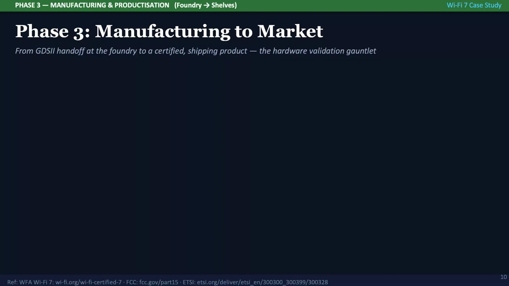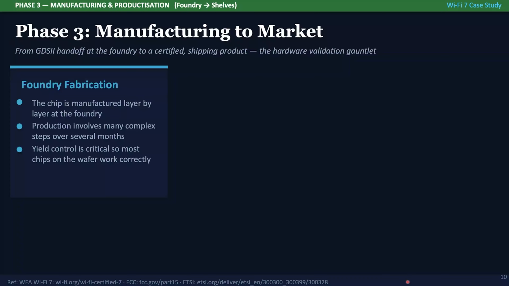In the third phase, it begins when the design leaves the digital world and enters the manufacturing world. Once the GDS2 database is released to the foundry, the focus shifts from design completion to building, testing, and qualifying real products. The first step is the foundry fabrication. This is where the chip is physically manufactured layer by layer on a silicon wafer. The process involves a very large number of fabrication steps and takes several months.